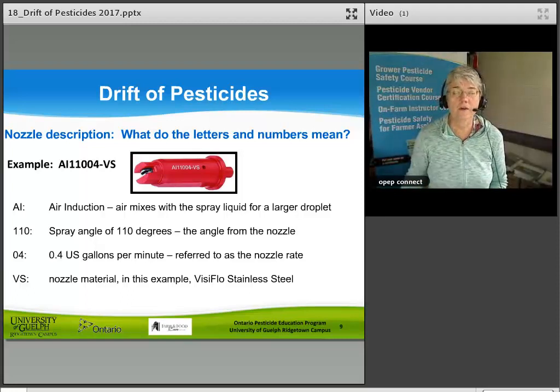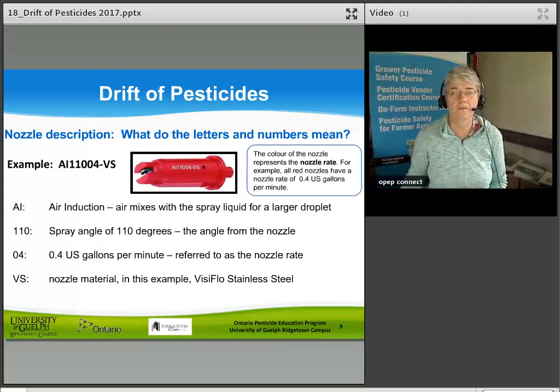04 is 0.4 US gallons per minute. That refers to the nozzle rate, the flow rate of the nozzle. And VS is the material that it happens to be made of. This is a VisiFlow stainless steel, hence the VS as the short form for the material of the nozzle. So that's what the letters and numbers mean.